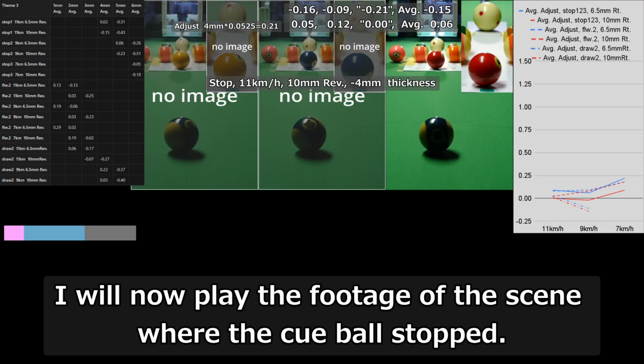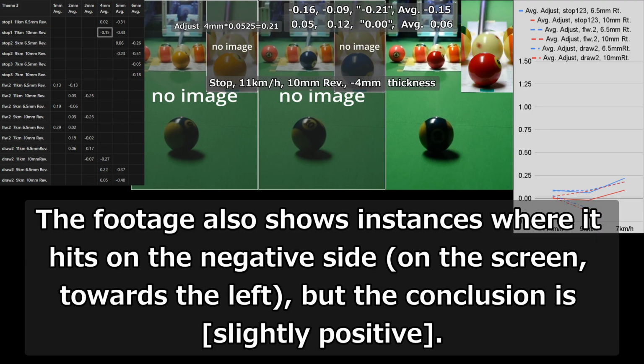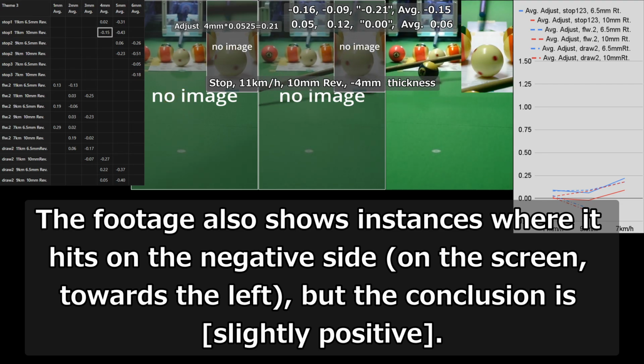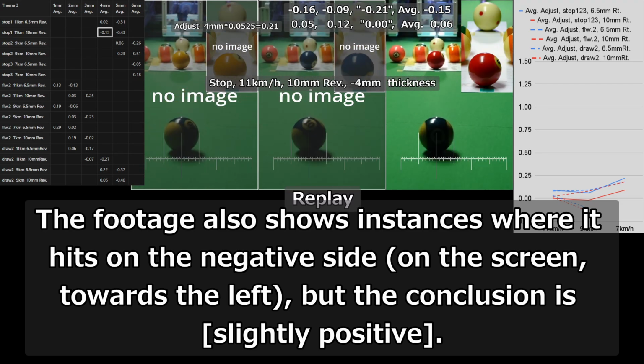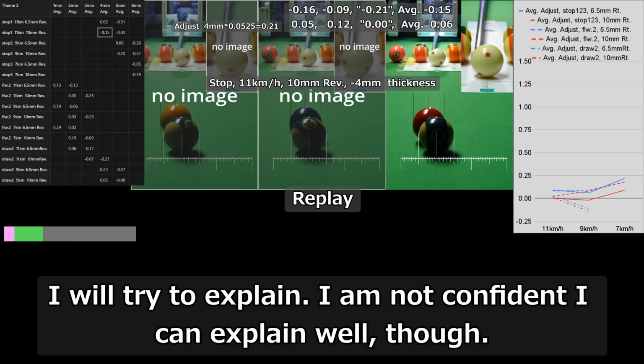I will now play the footage of the scene where the cue ball stopped. The footage also shows instances where it hits on the negative side, on the screen, towards the left, but the conclusion is slightly positive. I will try to explain. I am not confident I can explain well, though.